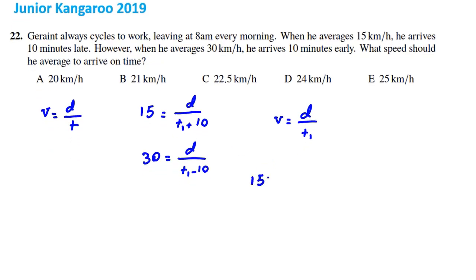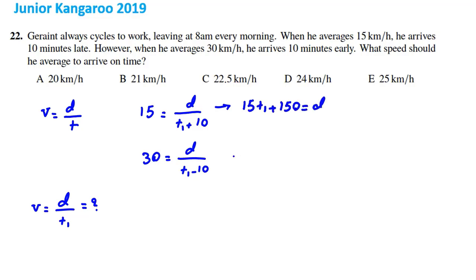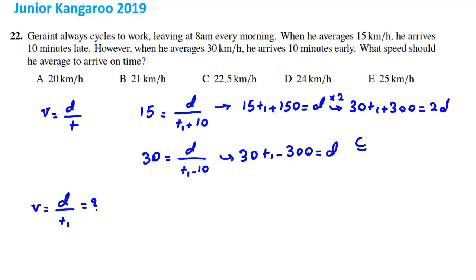Let's consider it is 15 t1 from the first one. So we can say 15 t1 plus 150 equals d. And here 30 t1 minus 300 equals d. We want to get rid of this constant. The first one we multiply by 2, so it will be 30 t1 plus 300 equals 2d. And then we add: 30 t1 plus 30 t1 is 60 t1, minus 300 plus 300 will be cancelled, 2d plus d is 3d. Then we can divide by 3. So d by t1 equals 20. So here the answer is 20.